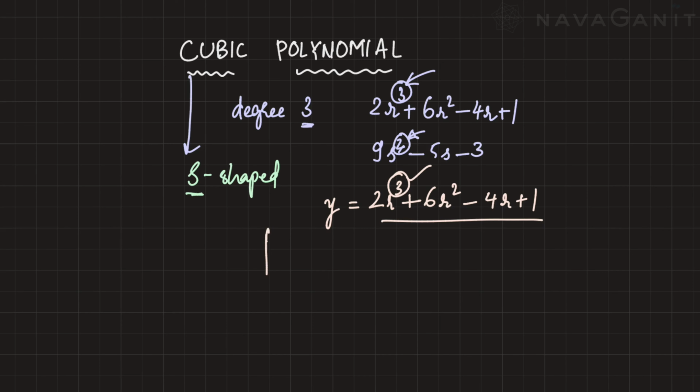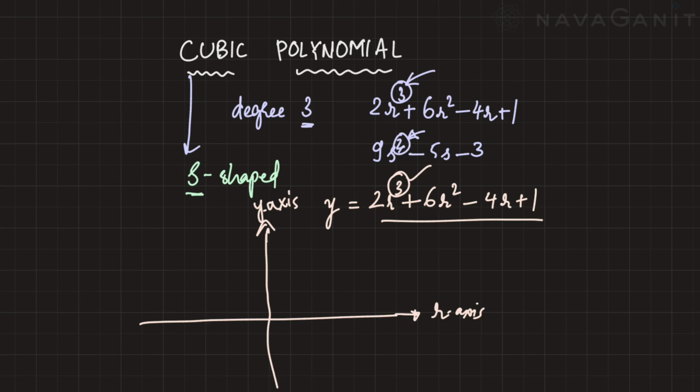Now if we try to draw the graph of this polynomial, in this case this would be the r-axis and this would be the y-axis. The shape of this particular polynomial would be something like this. It would be a smooth S-shaped curve. So you need to remember that a cubic polynomial, when plotted, gives us an S-shaped curve.